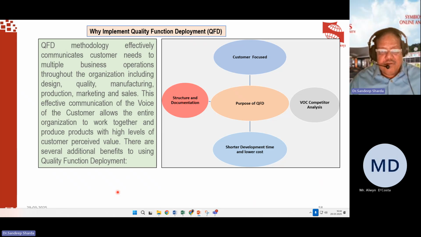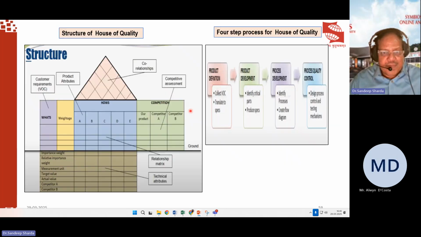Now, why implement quality function deployment? Because it is customer focused. It gives the voice of customer analysis, shorter deployment time, lower cost, and it is structured and documented. So we are going to go through that in detail with one example, the structure of the house of quality, to develop the quality function deployment.